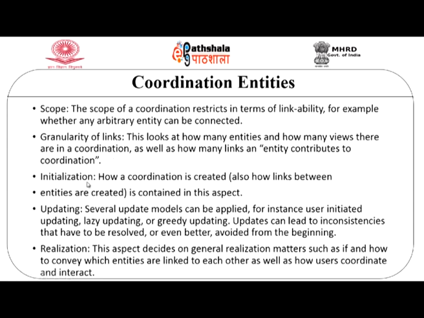The next one is the granularity of links that happens between multiple windows. This looks at how many entities and how many views there are in coordination, as well as how many links an entity contributes to coordination. These are called the granularity of links. The next one is the initialization entity. Here we look at how a coordination is created and also how links between the entities are created, which is contained in this particular aspect of coordination.